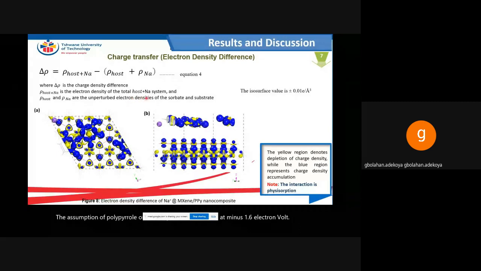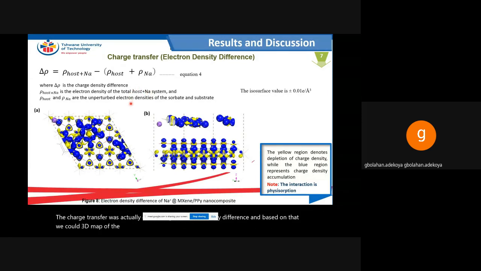The charge transfer was actually done using an electron density difference, and based on that, we could see the map of the electron density. The blue shows the charge accumulation, and the yellow shows charge depletion. So based on these, we can see that there's no accumulation or depletion on the ion, which shows that there's no charge transfer.